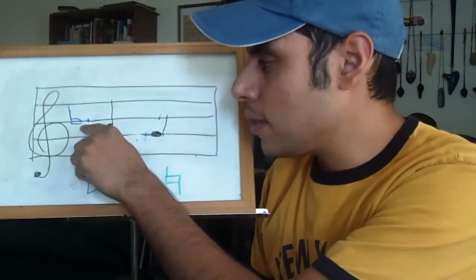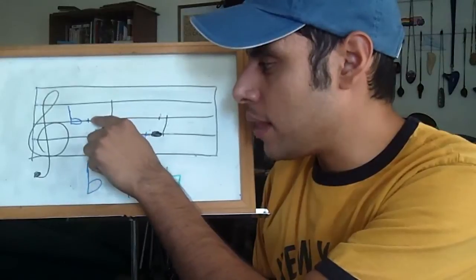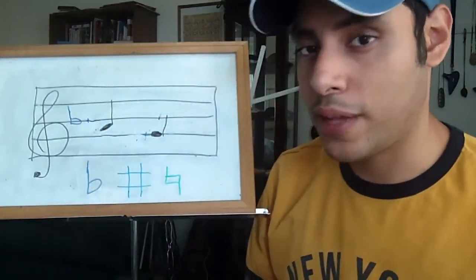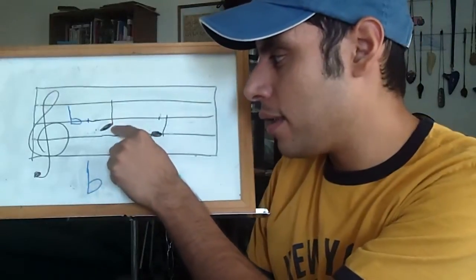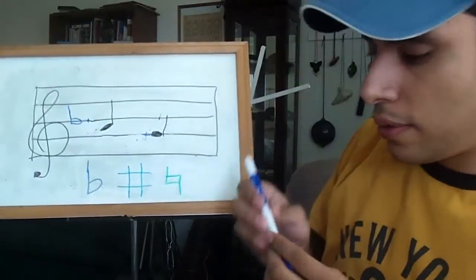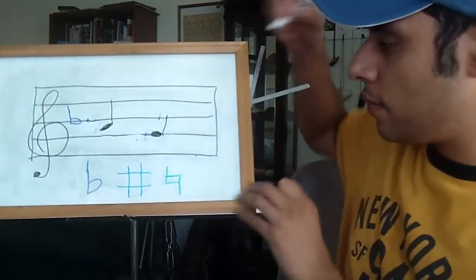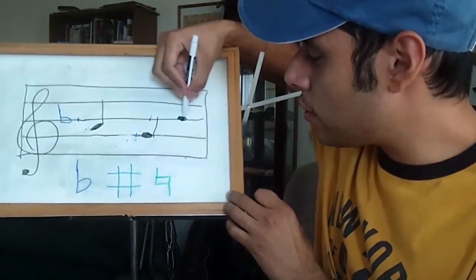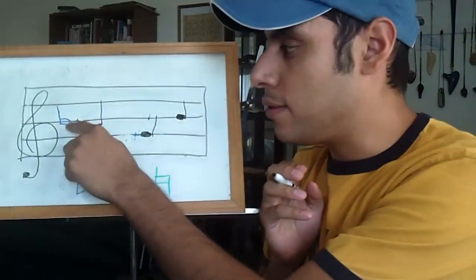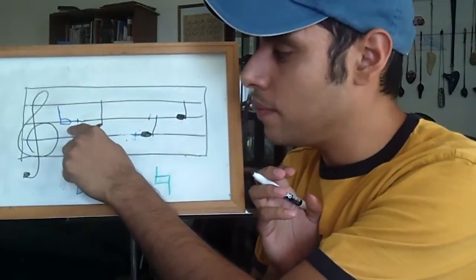So anytime that you see a note on that middle line or the B line, that means it's always going to be B flat. So let's say we have A, G, and then a B flat over here, or a B note here. You're just going to assume that that's going to be B flat because of the key signature.